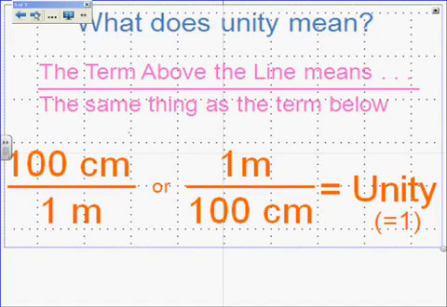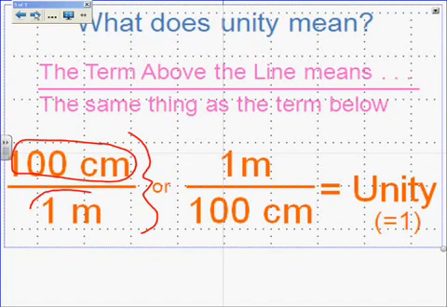But unity doesn't actually equal 1. I mean, you can look here at this and say, Mr. P, that 100 centimeters divided by 1 meter does not equal 1. And you would be right. It does not equal 1. It's 100. But the idea of 100 centimeters and the idea of 1 meter are the same idea. So in a real philosophical, theoretical, kind of abstract sense, this fraction equals 1 because we have an idea divided by the same idea. And so it's kind of like being 1.